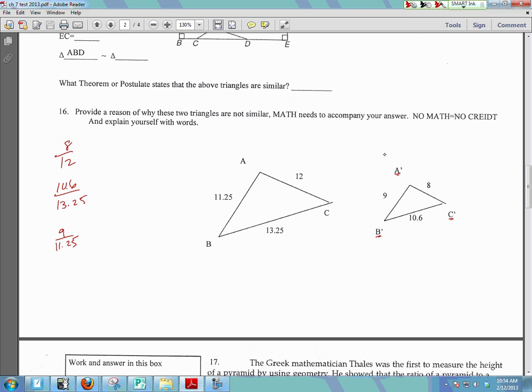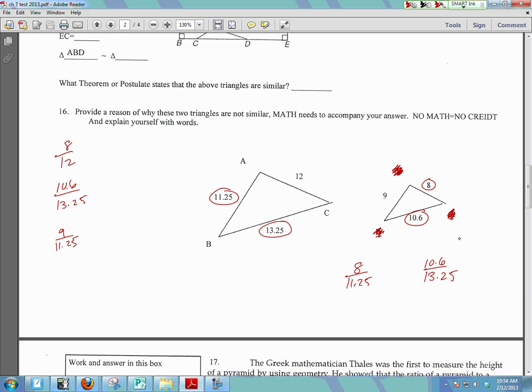What I should have done with this question is eliminated these letters over here in this one, and maybe gave them different numbers. And then what you want to do is say, okay, 8 is the small side over here, so the small side over here is 11.25. So I'll take 8 and compare it to 11.25. Then I want to find the biggest side over here, which is 10.6, and compare it to the biggest side over here, which is 13.25.